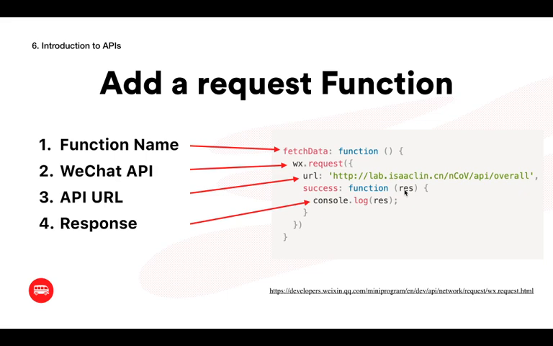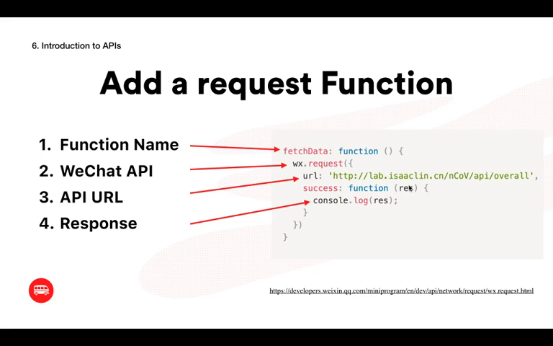If you've ever done geometry in the past, even simple algebra, then you know what a variable is. It's basically a stand-in for a number or for a series of numbers or even an equation. Here, this res is a variable for our response. Okay? So console.log, this res, means that we're going to show this response in our console.